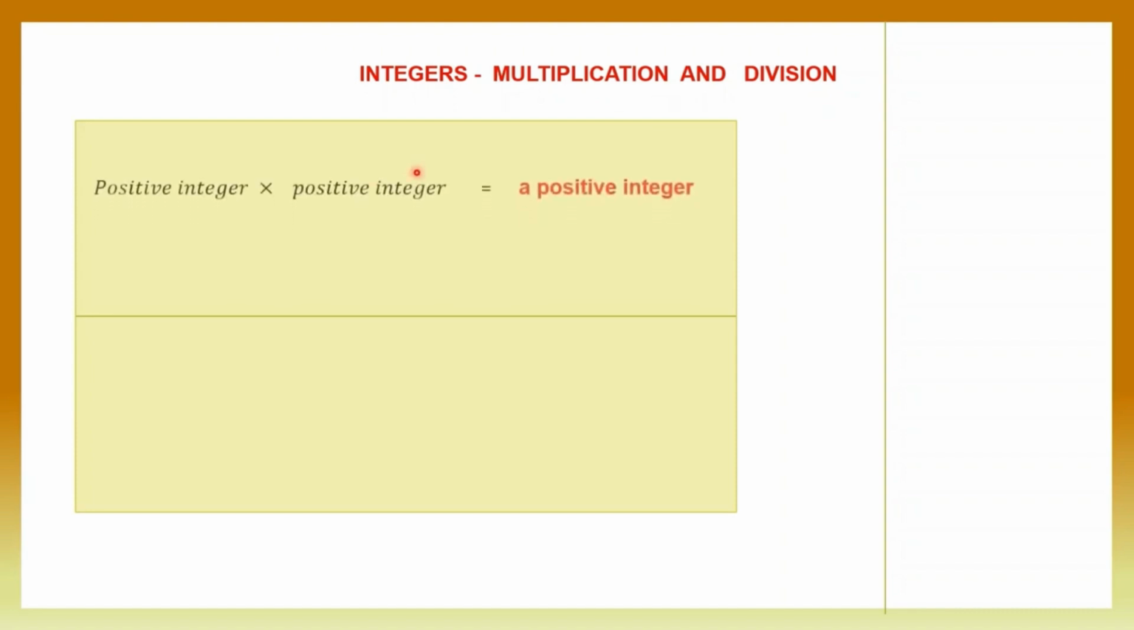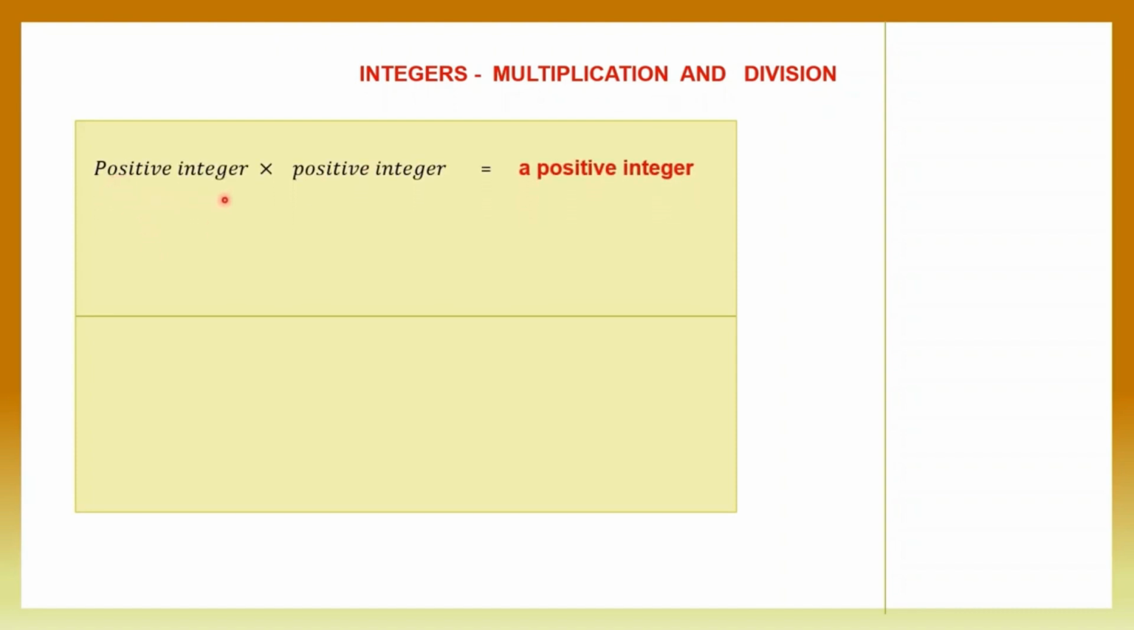When you multiply a positive integer into another positive integer, your product or your answer is also positive. So let's take examples side by side. Suppose I take a positive integer, 3, into another positive integer, 5. 3 5s are 15. Now let's take division. When you divide a positive integer by another positive integer, your answer is a positive number.